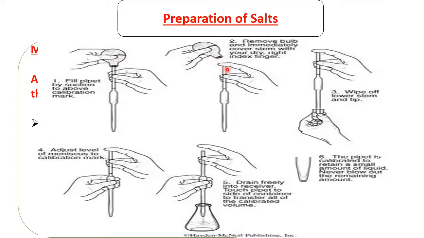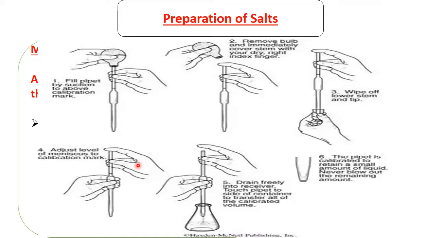Once you do that, it's not necessary, but it's okay to wipe the bottom of the pipette, so that if there is any liquid that was dropping, you clean it so that it doesn't disturb the volumes that are going to be transferred. Then of course after that you can go to step 4.